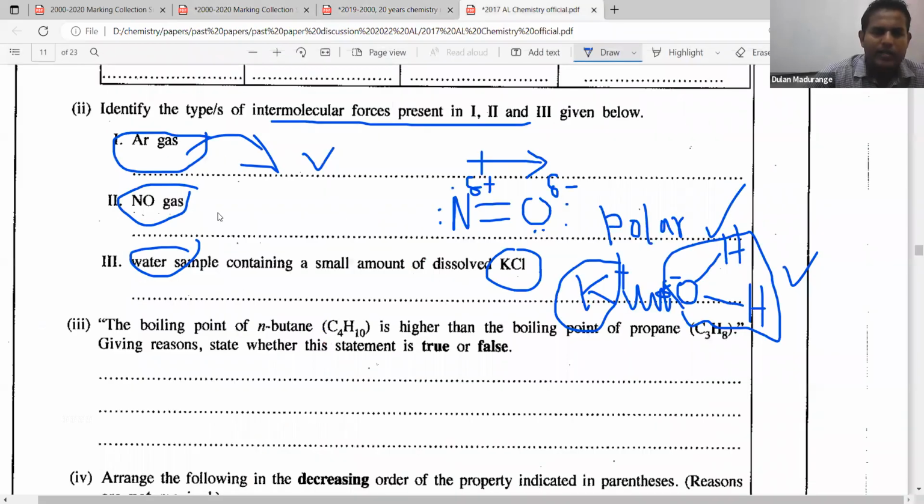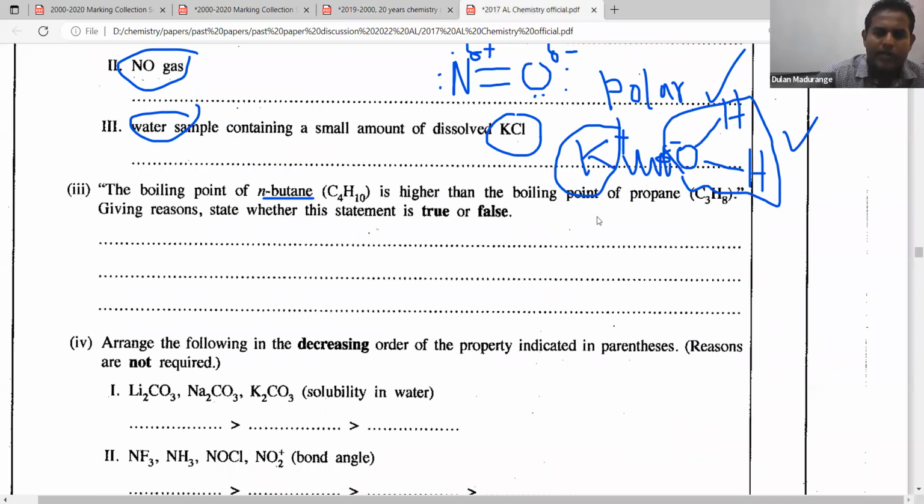Now here, the boiling point of n-butane is higher than the boiling point of propane. Giving reasons, explain this. You know, both butane and propane are non-polar species. They have London interactions. London forces depend on two factors, mass and surface area. So higher the mass, higher the London forces. Not only that, higher the surface area, higher the London forces.